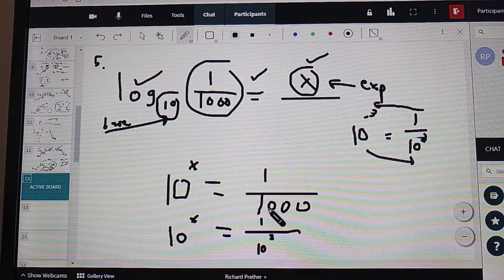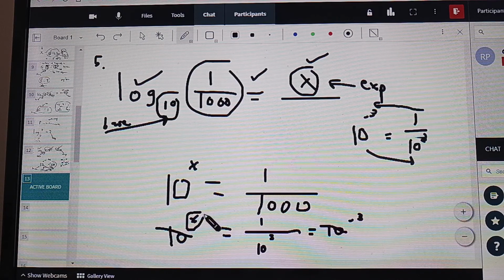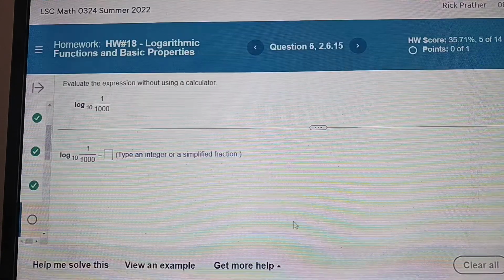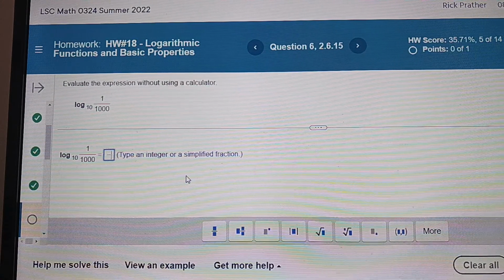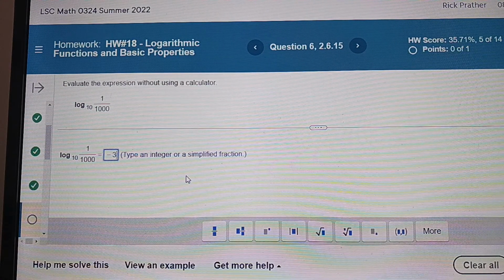I can change 1 over 10 to the third to 10 to the negative 3. And the only reason I want to do it, I don't need it necessarily as a final answer, but now the 10s are the same and they're at the same level. So now the 10s cancel, and x equals negative 3. Or in other words, the blank is negative 3. So sometimes when they tell you not to do something in a math class, sometimes later in another math class, it's actually needed to be done, even though it used to be counted wrong.